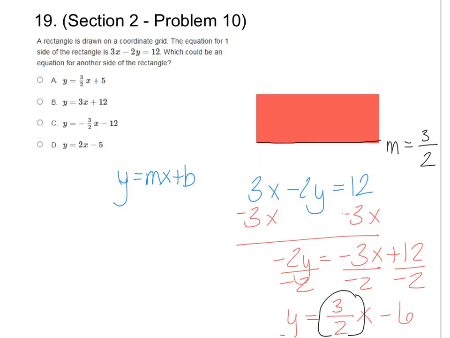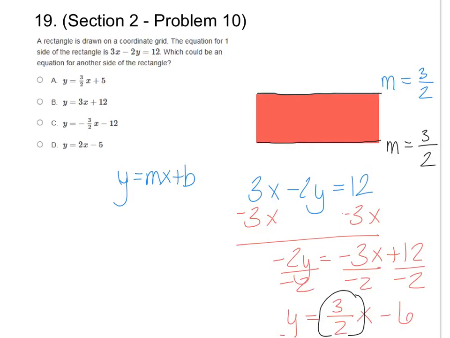So the question says we want to find which of these equations could be another side of the rectangle. Well, let's say I was looking for this side of the rectangle. Those two lines in a rectangle have to be parallel. So if that was the other side of the rectangle, parallel lines have the same slope. So this slope would also have to be 3/2. So if I found another equation that had a slope of 3/2, those would be parallel and those could be two sides of a rectangle.